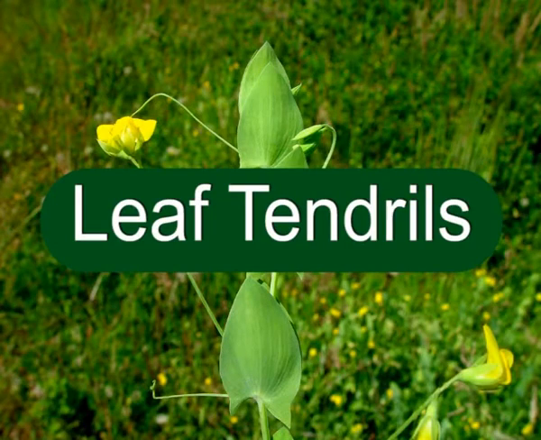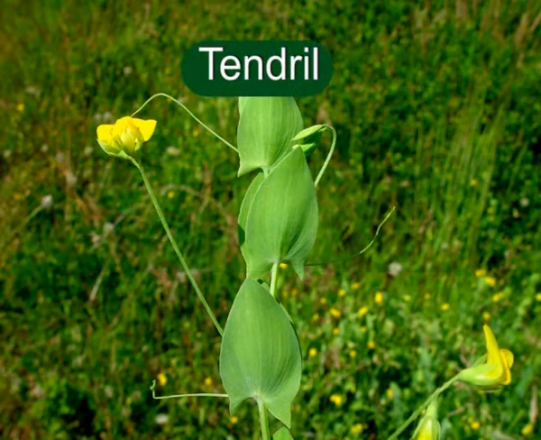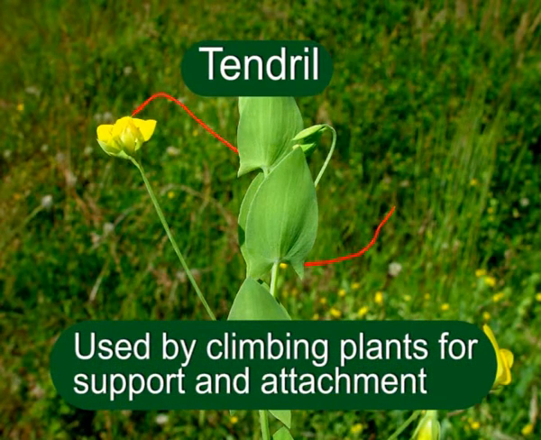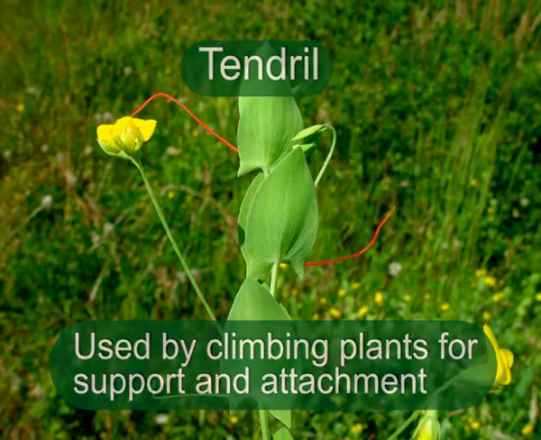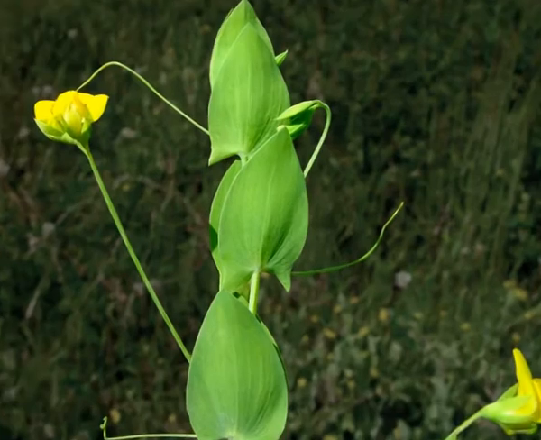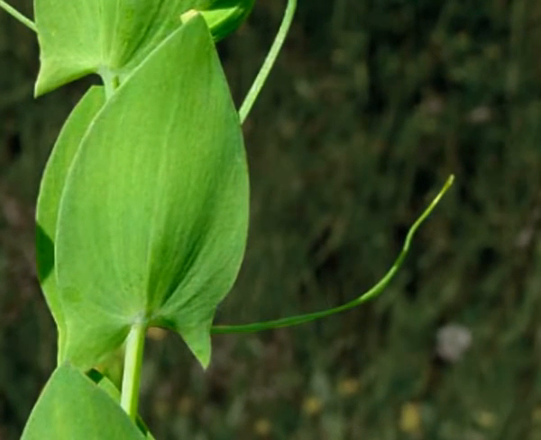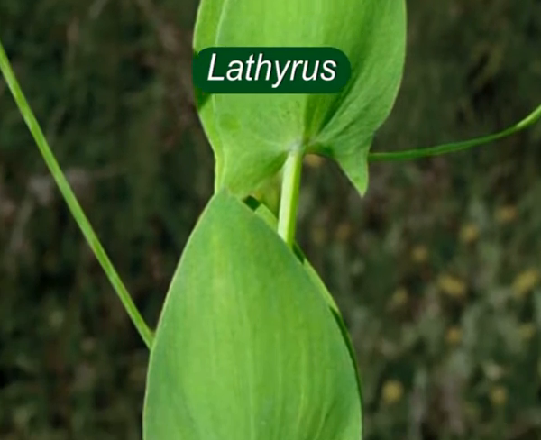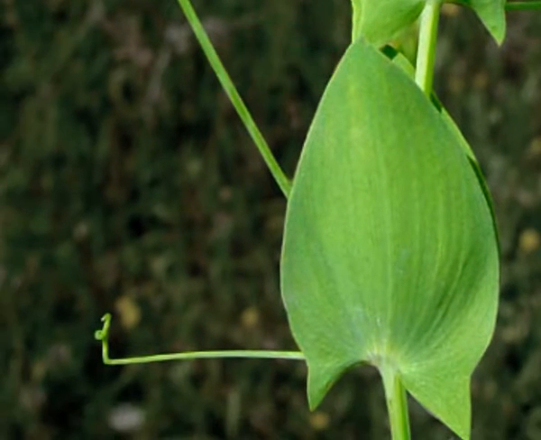Leaf tendrils. A tendril is a thread-like structure that is used by climbing plants for support and attachment, generally by twining around whatever it touches. These are long, slender, and their tip is sensitive to touch. In Lathyrus, the whole leaf is modified into a tendril as shown here in the visual.